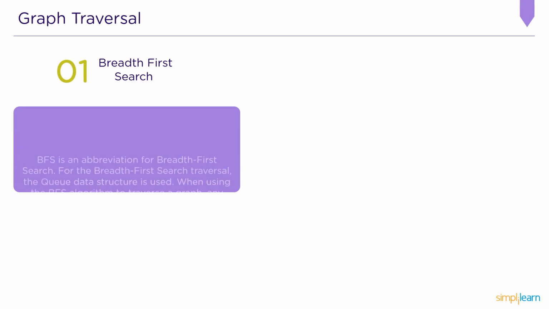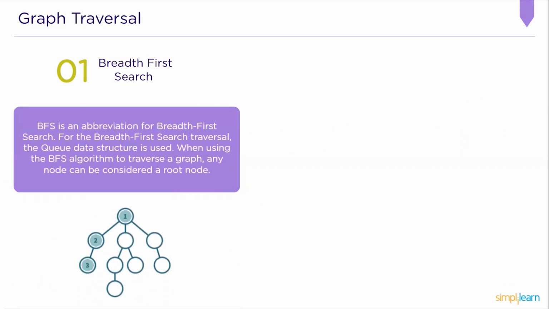So the first one is breadth first search. Breadth first search is the first graph traversal we have. BFS is an abbreviation for breadth first search. It is also known as level order traversal. The queue data structure is used for breadth first search traversal. Any node can be considered as a root node when traversing a graph with the BFS algorithm.